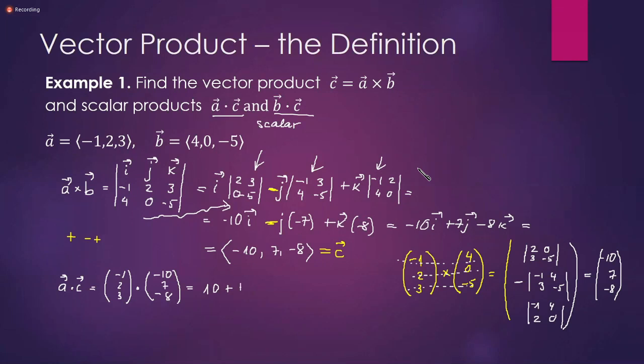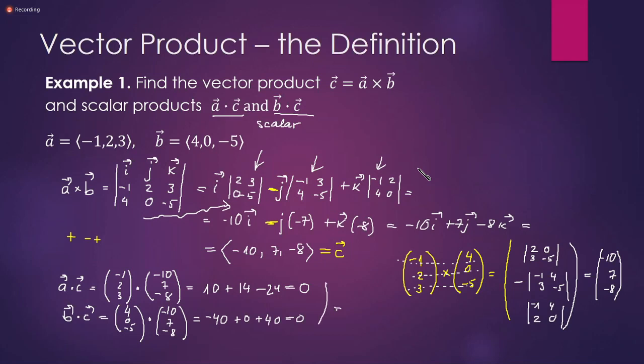So 10 plus 40, 2 times 7, and 3 times -8 is -24. It is 0. It had to be 0. We will see in a while why and how it happens. And B times C, vector B dot C, again, the same. Vector B is 4, 0, -5 times vector C, -10, 7, -8. And we have -40 plus 0, and -5 times -8 is plus 40. It's again 0, which presumes the conclusion from this.